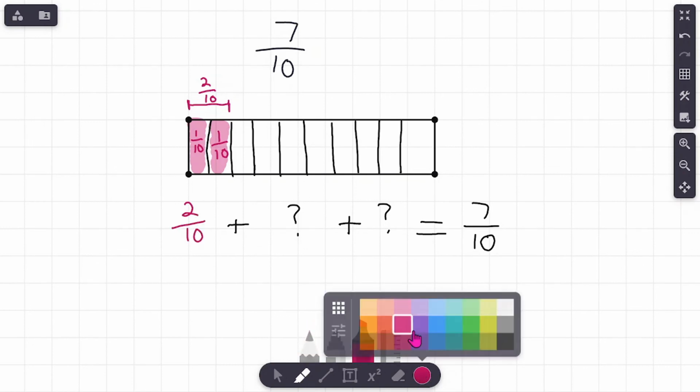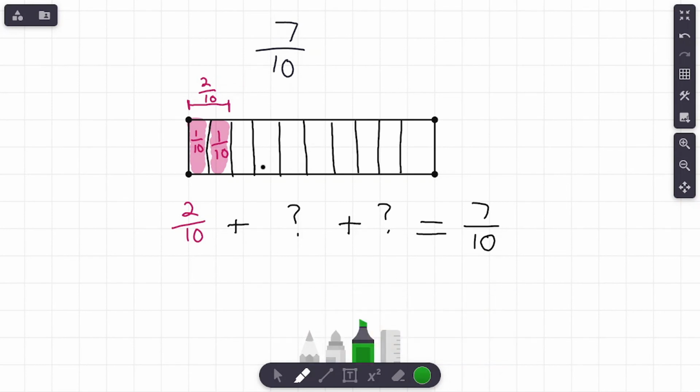Now, let's see what I can do. Let me think. Let's color in some more of these because I'm trying to get to 7/10. I'm trying to decompose 7/10 into 3 different fractions. So, there's 1/10. There's a 1/10. There's a 1/10. There's a 1/10. How many is that? Let me see. That's 1/10, another 1/10, another 1/10, and another 1/10.